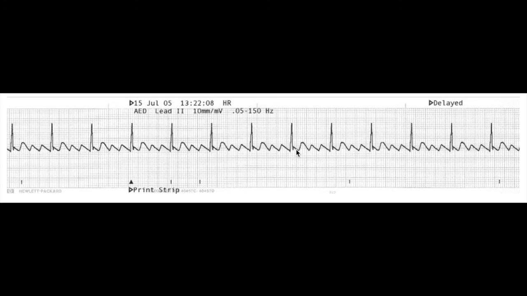Now, because we have these flutter waves, there's no P wave, there's no PR interval. Let's check the QRS. The QRS is narrow, pointed, less than 0.12 seconds. So our interpretation of this rhythm is atrial flutter at a ratio of 4-to-1 at a rate of 75 beats per minute.